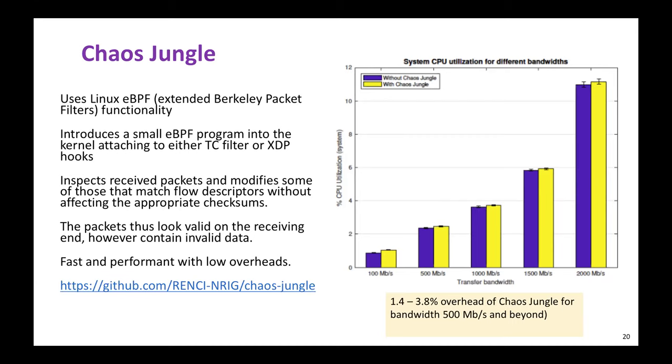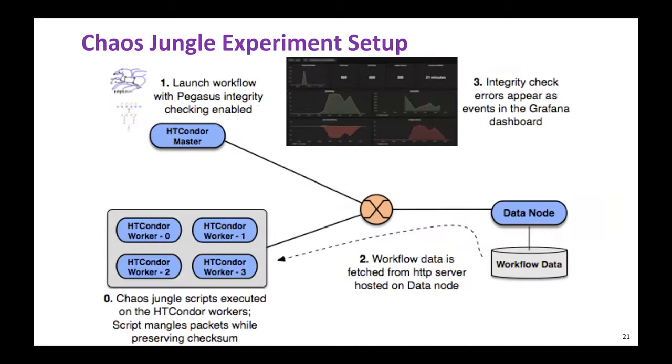So in the context of the SWIP project, we wanted to do an experimental setup where we tested Pegasus integrity checking with Chaos Jungle. So what we did was we set up a virtual infrastructure, mainly a Condor environment, where we have a set of Condor workers which run the jobs in the workflow.